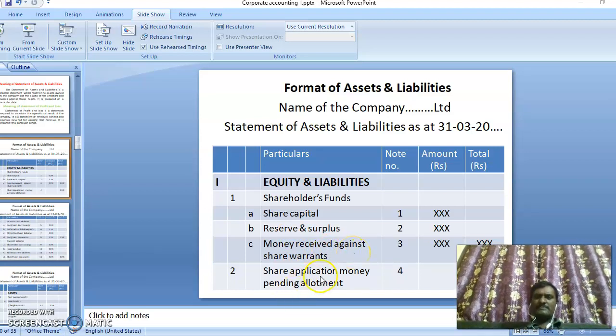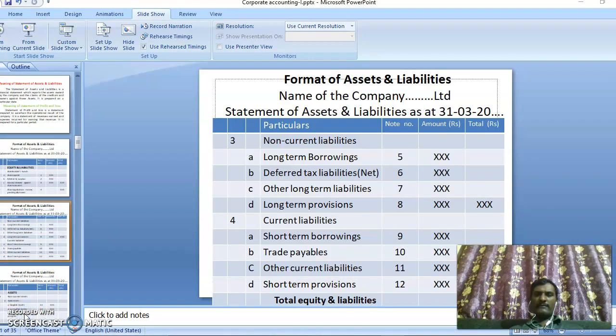The second component under equity and liabilities is share application money pending allotment. Sometimes the share application money will be received by the company, but it is pending for allotment purposes. Such an amount is to be taken under this head. The third component here is non-current liabilities, which covers four important subcomponents.